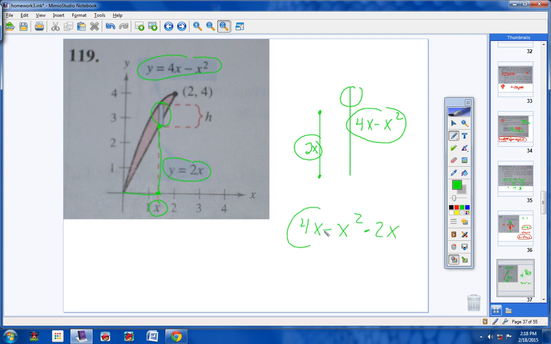You have like terms here and here. 4x minus 2x is 2x. There you go. That is the height of that rectangle in terms of x. Tough problem, but a really good problem.